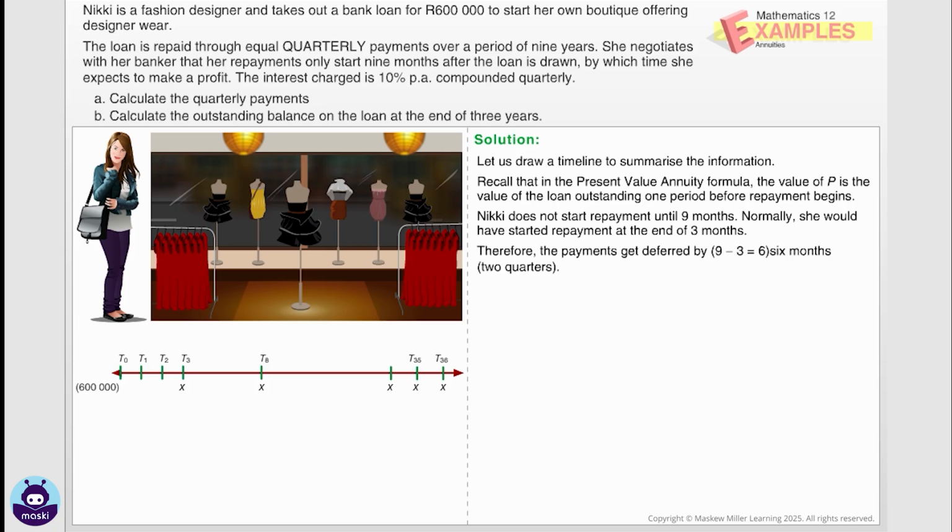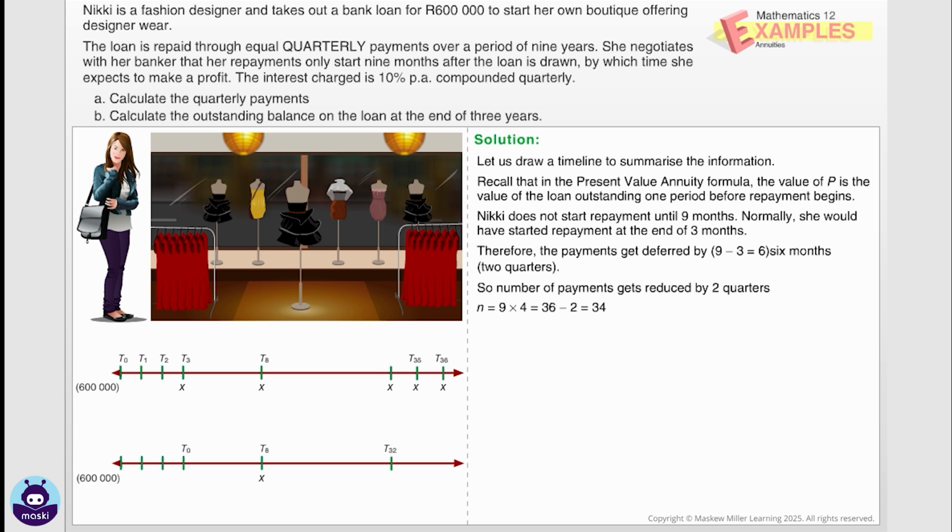Therefore, the payments get deferred by 6 months, 2 quarters. So, the number of payments gets reduced by 2 quarters. N equals 9 times 4 equals 36 minus 2 equals 34.